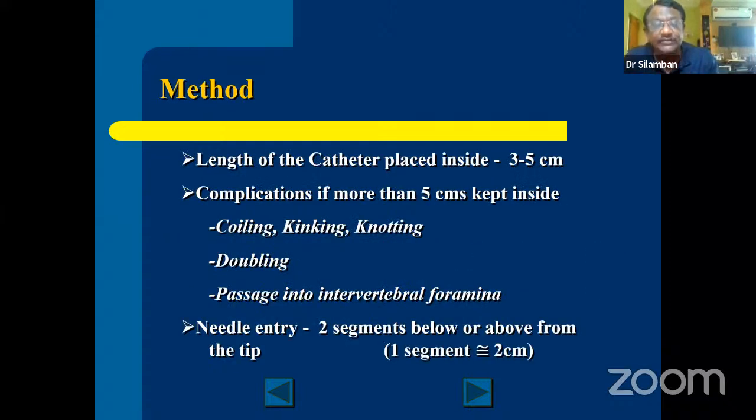Then you decide the length of the catheter inside the space. The length of the catheter should not be less than 3 centimeters and should not be more than 5 centimeters. If you push the catheter too much, what happens? The catheter coils inside, it kinks, it knots, it doubles up and comes back down to your needle site, and it can also pass into the intervertebral foramen. If these things happen, then the volume of drug which you give is not going to be sufficient. So the upper level may not be reached at all.